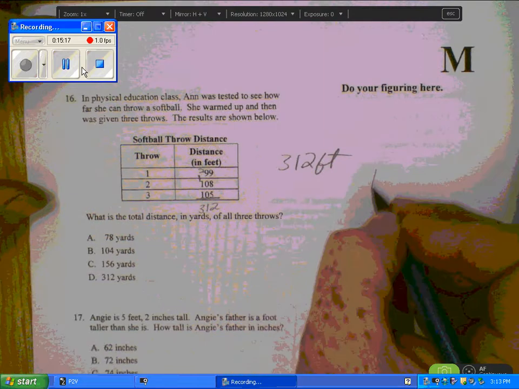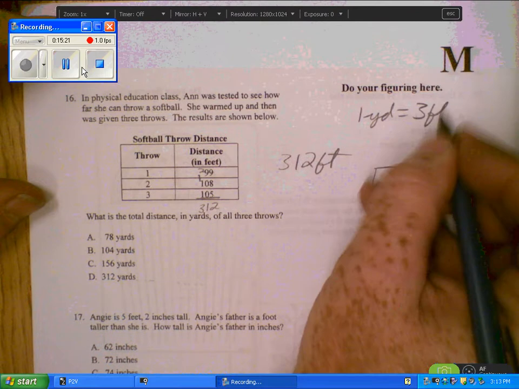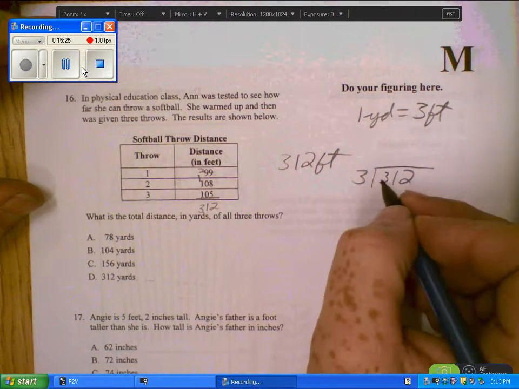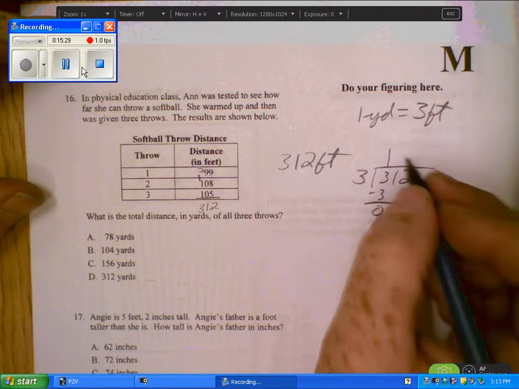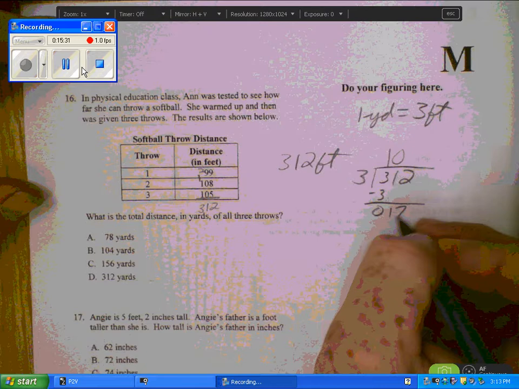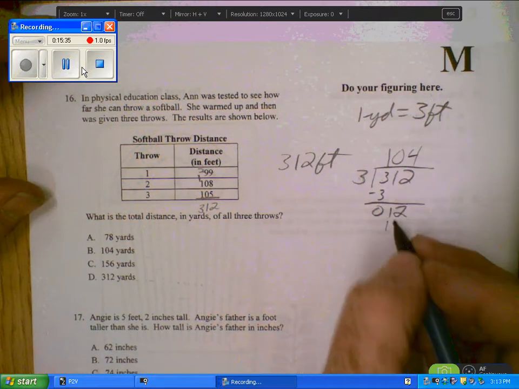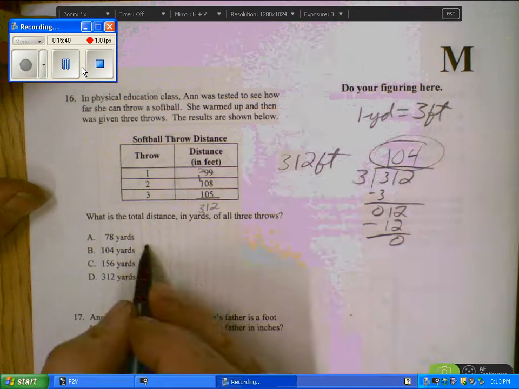They want it in yards. Well, you have to know that 1 yard equals 3 feet. So you take 312 and divide by 3. 3 will go into 3 once. Subtract. 3 won't go into 1, so you put a 0 up there. Bring down the next number. 3 will go into 12 4 times. Subtract, comes out even. So it comes out to be 104 yards.